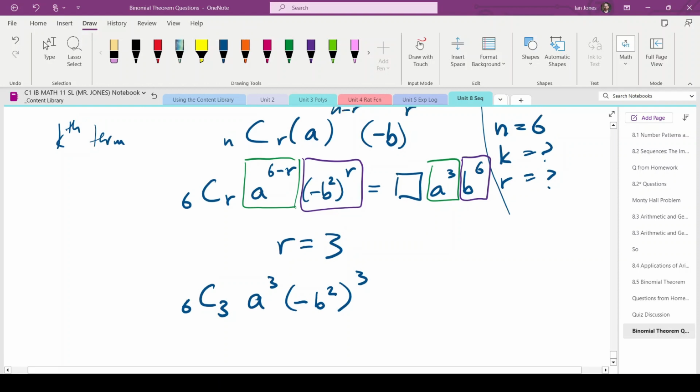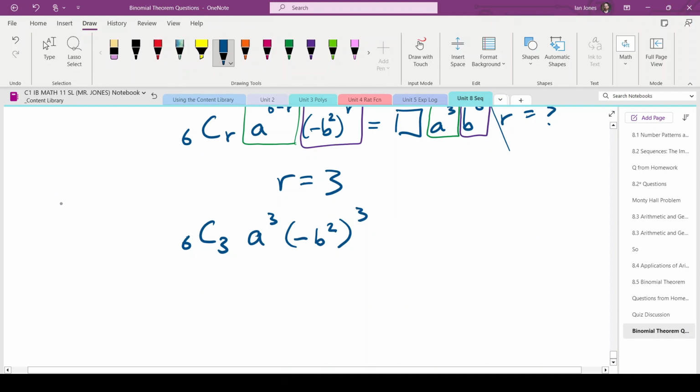That is going to be 6 choose 3. That one I could do with factorials. Or, if I was on an exam and I had my GDC, I would certainly use it to make sure I'm not making a mistake. I see this as 6 times 5 times 4. And then the 3 factorial and the 3 factorial go. This is 3 factorial, which is 6. So that goes with the 6. I'm left with 20. 20 a cubed.